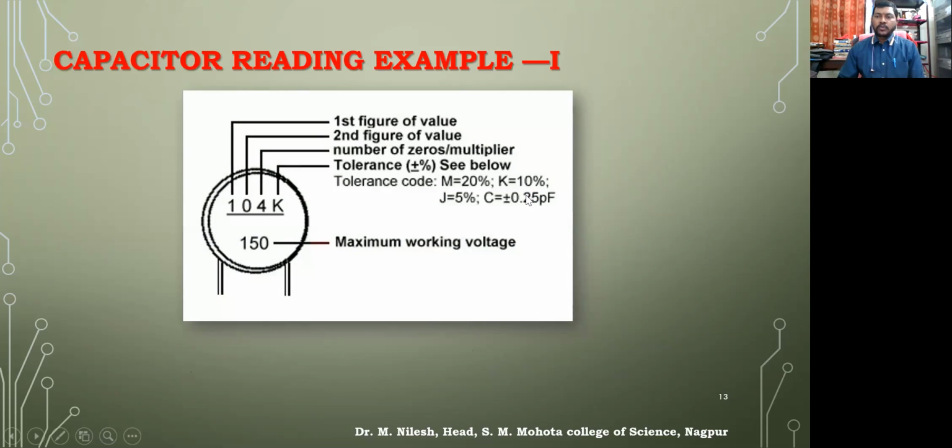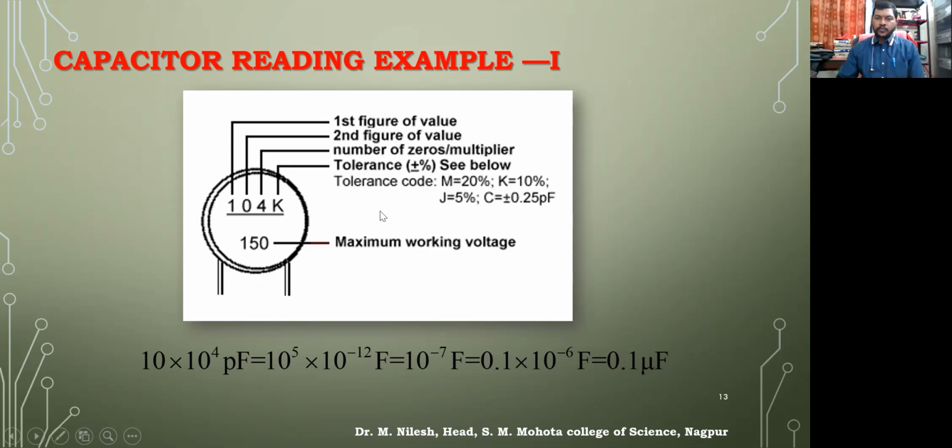Then we have learned how to calculate the values of capacitance. I guess you have understood that, how we have calculated the first figure, second figure, that is 10, and this is the multiplier, 10 raised to power 4, and K stands for the tolerance, that is plus minus 10, and if it is M, then it is plus minus 20. So the value is taken in picofarads for a mica capacitor. So we have 10 into 10 raised to power 4 picofarad. Pico means 10 raised to power minus 12.